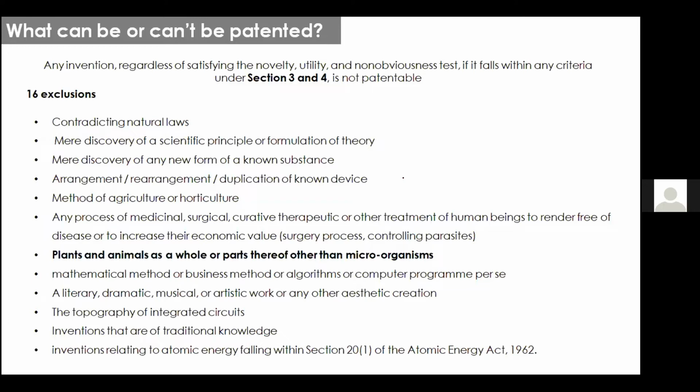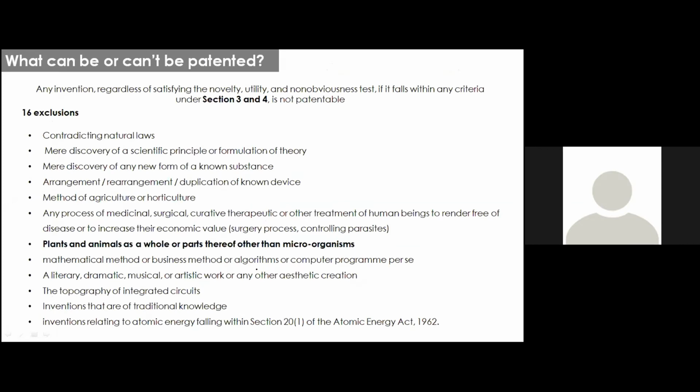However, among all the exclusion points, one important point related to this particular webinar is plant and animal as a whole or part thereof other than microorganism. This exclusion means that plants and animals as a whole or in part cannot be patented. However, there are seeds or other parts which can be patented, and also the microorganism can be patented. So we will see in more detail what this microorganism is and how it can be patented.